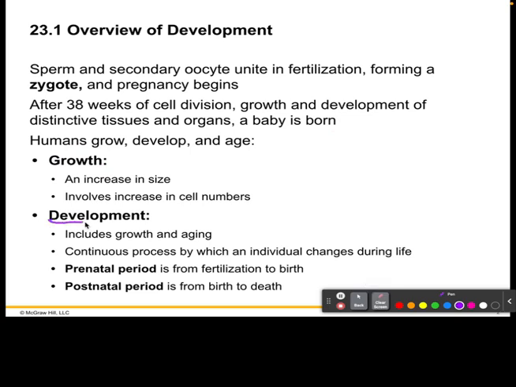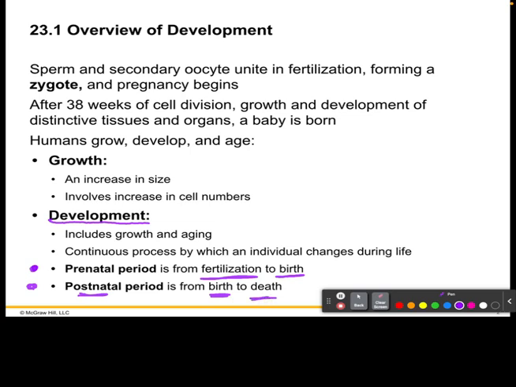And then we have development. So development is going to include growth and aging. It is a continuous process by which the individual is going to continue to change throughout their lifetime. A couple additional terms. We have the prenatal period, which is the development that happens from fertilization until birth. And then the postnatal period, which is what happens from birth until death.